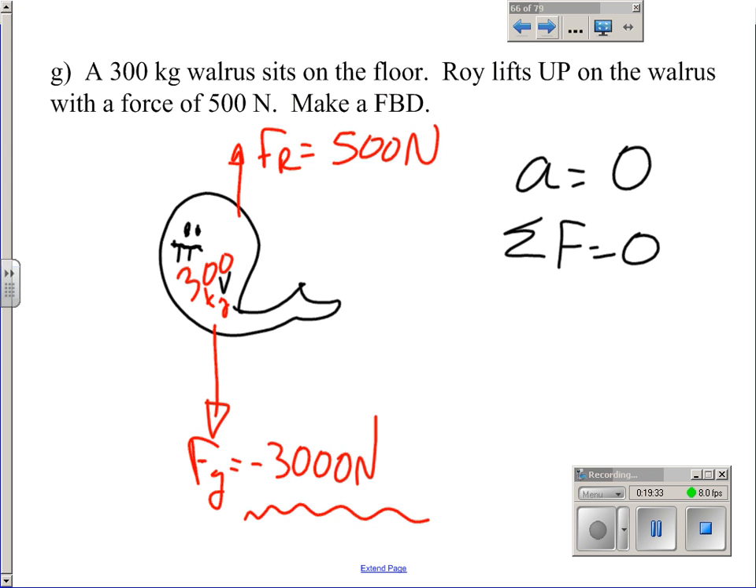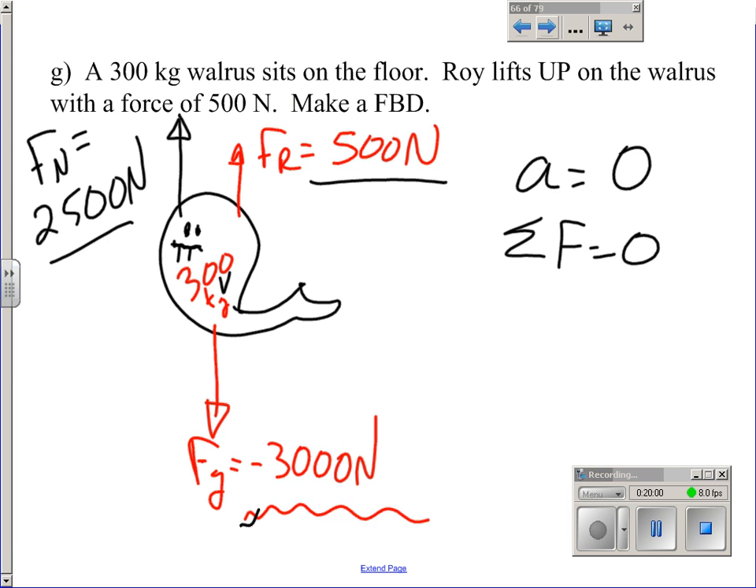So my drawing's not right because it doesn't show the net force being 0. Right now I've got a net force that's down. So I need an upwards force to make my net force 0. That upward force comes from the normal force. The floor is still holding the walrus up, right? So the normal force here needs to be 2,500 newtons. And that way, 2,500 newtons plus 500 newtons cancels out the 3,000 newtons and makes the net force 0.